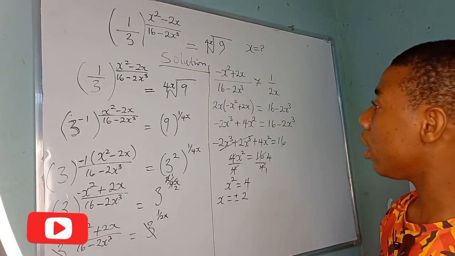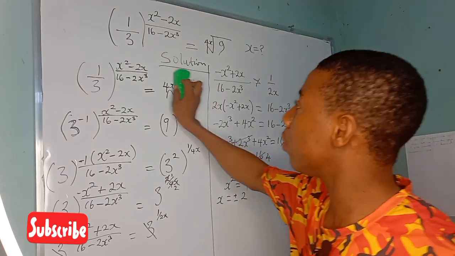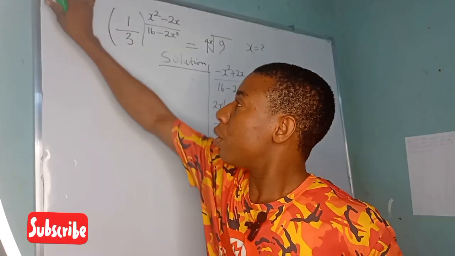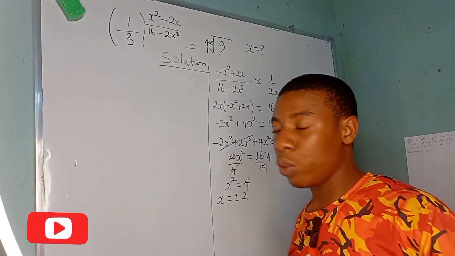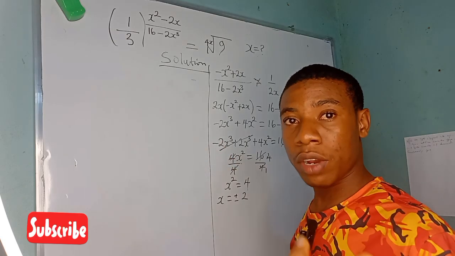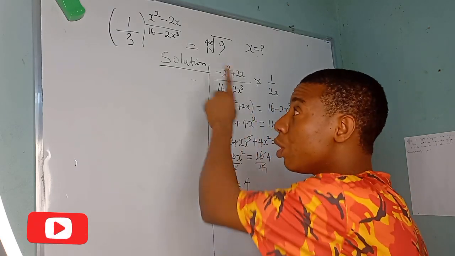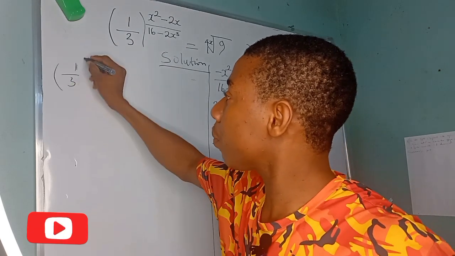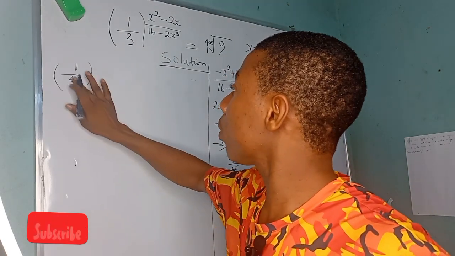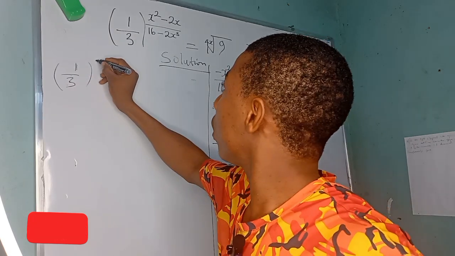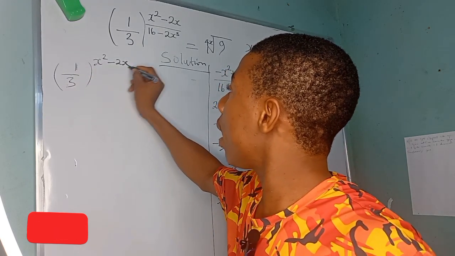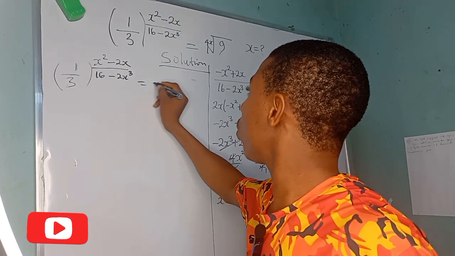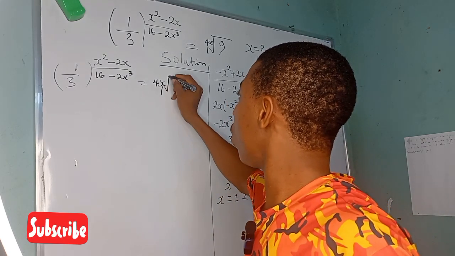So let's do that, please. Let's substitute the value. Let's check whether minus 2 will go, because if you substitute plus 2, you can try that on your own leisure time and see what it gives you. So we have 1 over 3, x squared minus 2x all over 16 minus 2x cubed equals 9 raised to the power 1 over 4x.